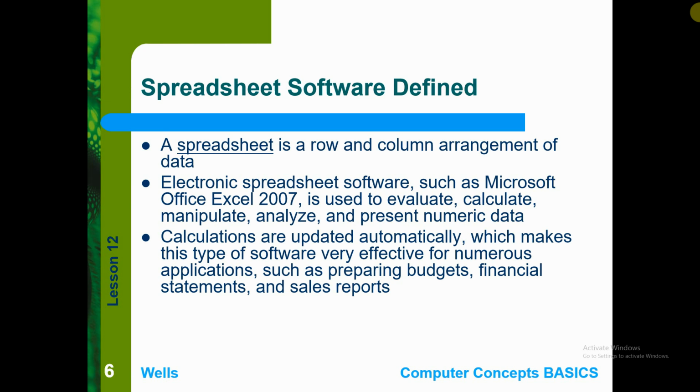So this is the basic definition of spreadsheet software. It is a row and column arrangement of data, popularly known as MS Office Excel. It is used to evaluate, calculate, manipulate, analyze, and present numeric data, and the calculations are updated automatically. This makes this kind of software effective in handling numerous applications involving numbers and calculations. Examples are preparing budgets, financial statements, and sales reports.